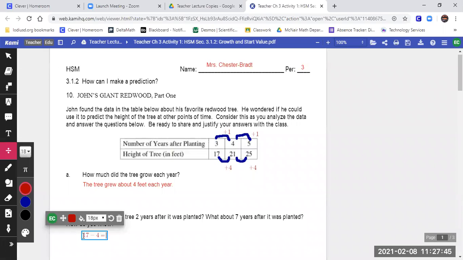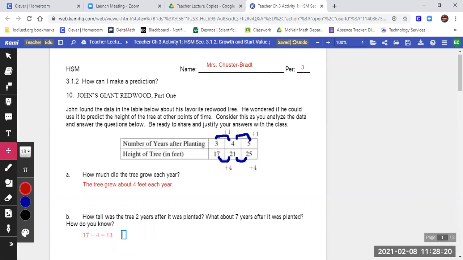And what are we measuring by? 13 feet. Yeah. Okay. So that answered the year 2. Then they want us to do year 7. So what are we going to have to do this time? Are we going to be subtracting to find year 7? No, we're going to be adding. Adding to what?